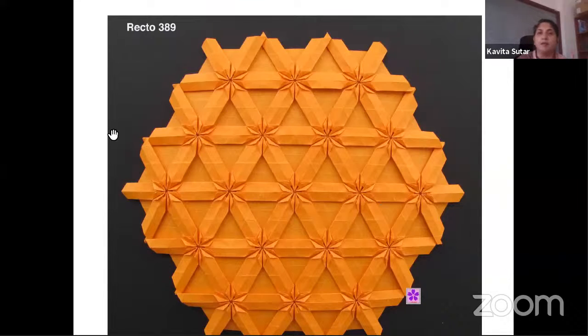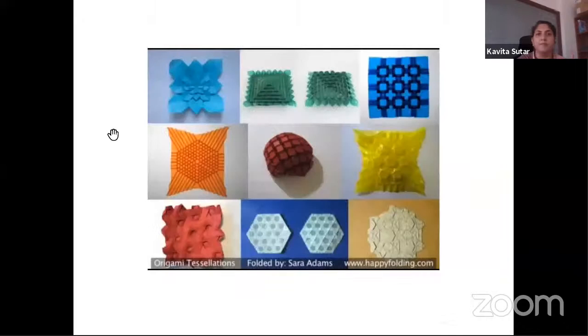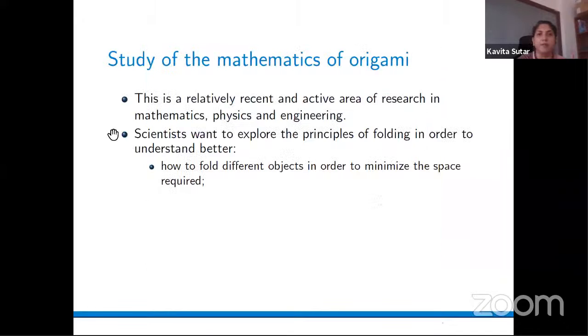Professor Archana, who is here, is an expert at these kind of folds. Here are more examples of tessellations, which we will come back to later.